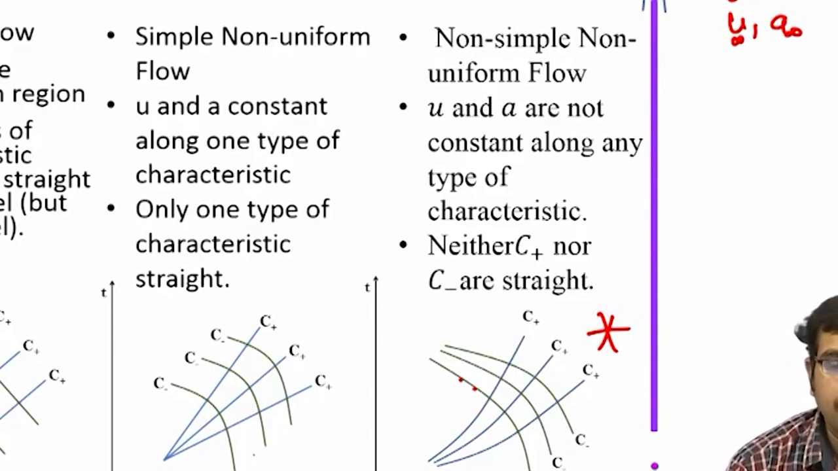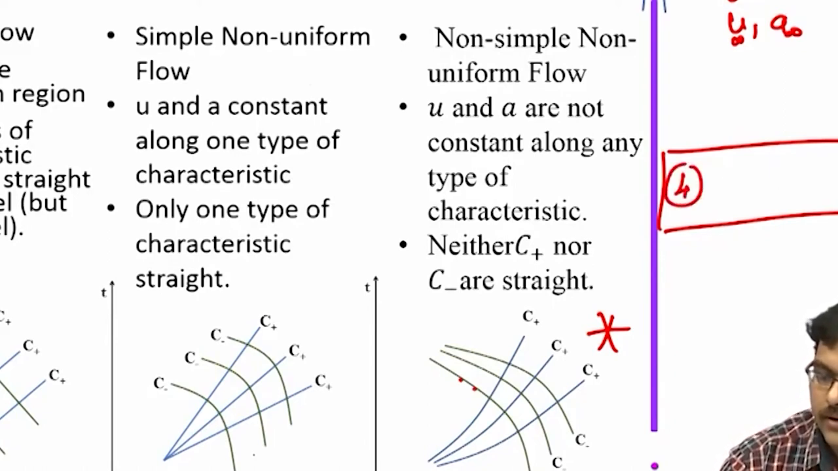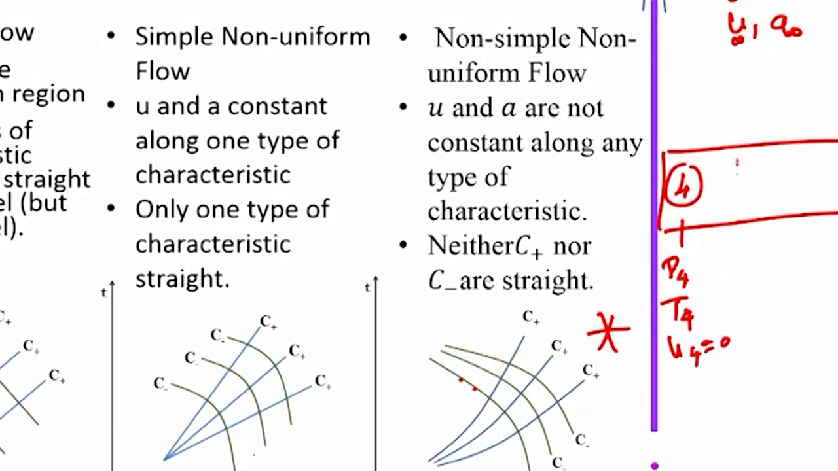An intermediate between these two is a simple non-uniform flow. It occurs when you have a region of non-uniform flow bounded by two uniform flows. If you think of it, this is typical on the expansion side of the shock tube, where you have region 4 here and region 3 here. Region 3 is uniform, with pressure P3 and speed U3, and region 4 has no velocity, with pressure P4, T4, and U4 is 0. The expansion waves move between them. So you have a non-uniform flow, which is the motion of the expansion waves between two regions of uniform flow. That follows the simple non-uniform flow problems. That is how it comes into the picture.